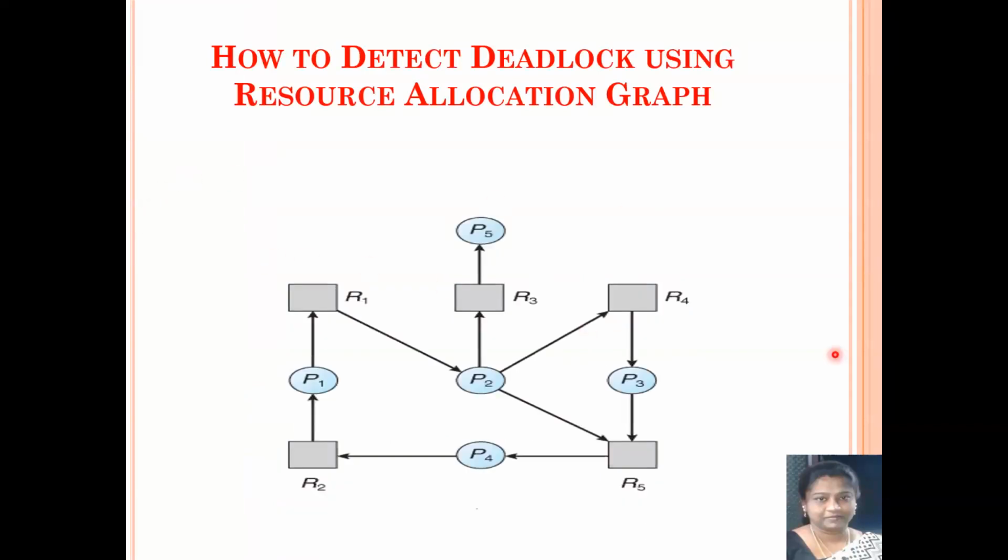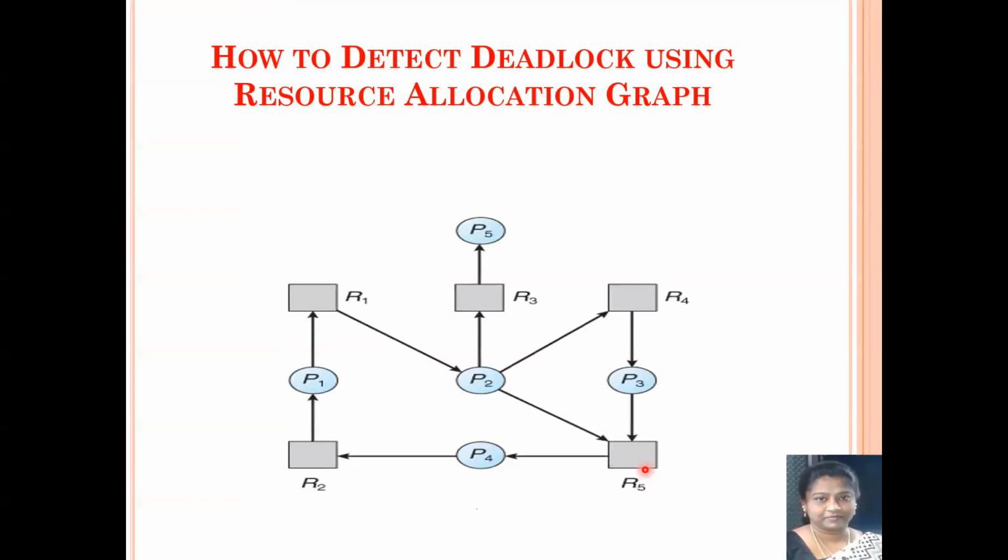Now, if you look at this graph, what do you observe from this graph? We can observe that we have square symbols as well as circle symbols. Wherever we want to represent a process, we use the circles. And whenever we want to represent a resource, we use a square. If you look at this graph carefully, we observe that there are 5 processes, P1, P2, P3, P4, and P5. And we have 5 resource types, R1, R2, R3, R4, and R5.